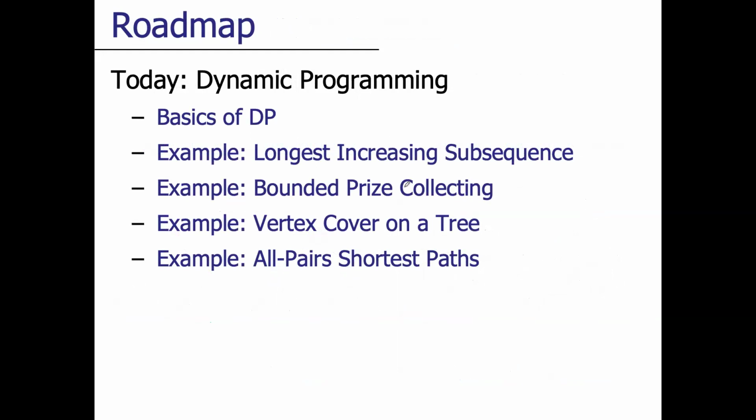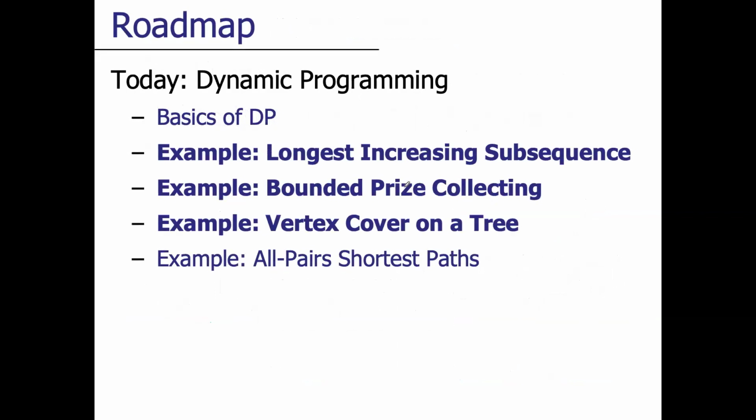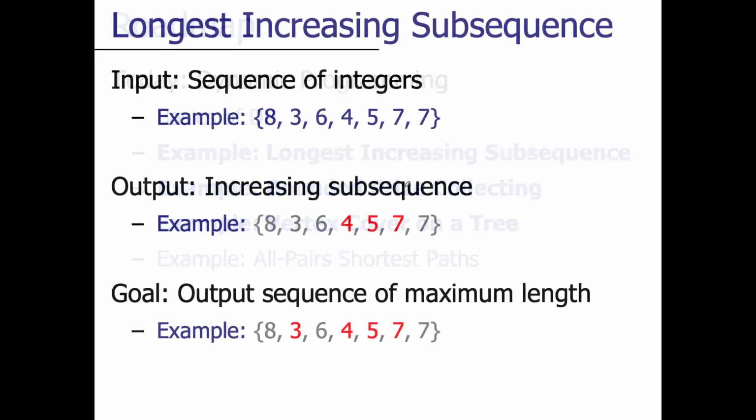So we will start with one of the easiest ones, which is called the longest increasing subsequence. All right. So the problem formulation looks like this. The input will be a sequence of integers. For example, in this case, we have a sequence of 7 integers: 8, 3, 6, 4, 5, 7, 7, right? The output of the problem is we are hoping that you can come up with an increasing subsequence from this input sequence of integers.